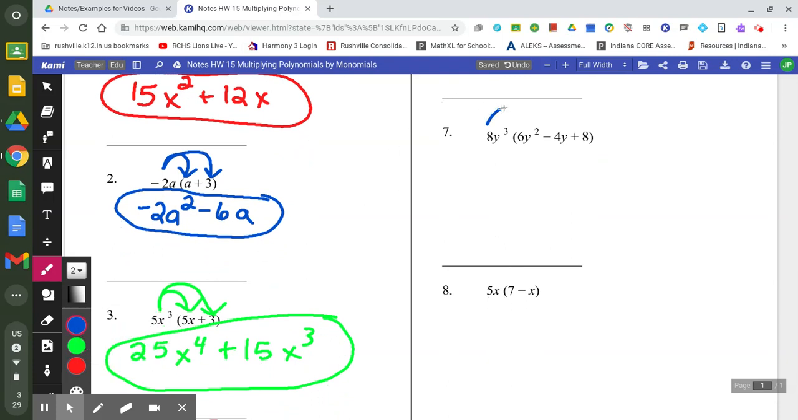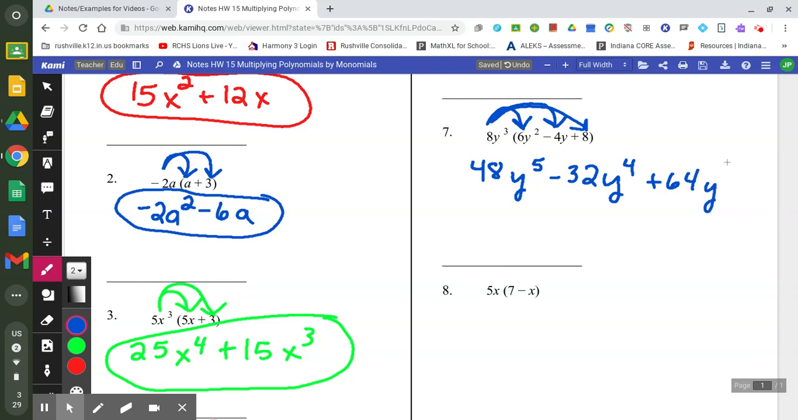Number 7. So 8 times the 6 gives me 48. And then y to the third times y to the second is y to the fifth. And then 8 times negative 4 is negative 32. Y to the third times y to the first is y to the fourth. And then 8 times 8 gives me plus 64. Y to the third.